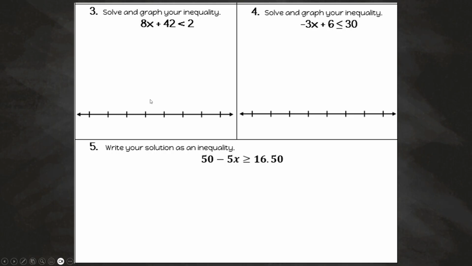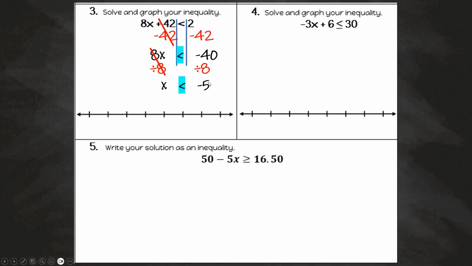We're going to solve and graph your inequality. We have 8x plus 42 is less than 2. Again, our first step is going to be to move the constant, so we add or subtract the constant first. So we subtract 42 from both sides. Then we have 8x is less than -40 because 2 minus 42 is -40. So now we have to get rid of this coefficient, the number in front of the x, and to remove a coefficient, we have to divide. So we're going to divide by 8 on both sides, and x is less than -5.